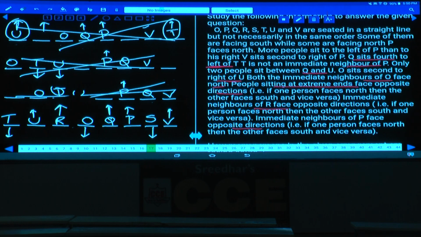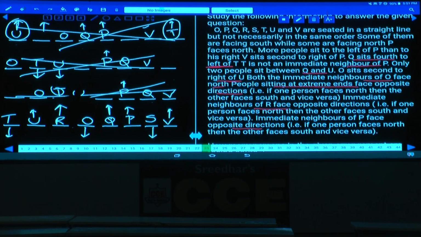And this is about question number 17 to 22. Now question number 17 to 22. Let's write down this arrangement. Then let us discuss 23 onwards. Then question numbers 23 to 28.